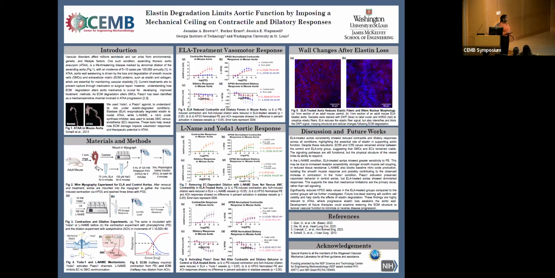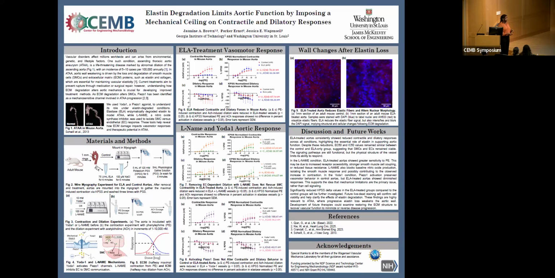This can be caused by several things like inflammation in the aorta, as well as loss of smooth muscle cells, and degradation of extracellular matrix proteins like collagen and elastin that help the vessel stretch and recoil when blood is pumped through the heart.